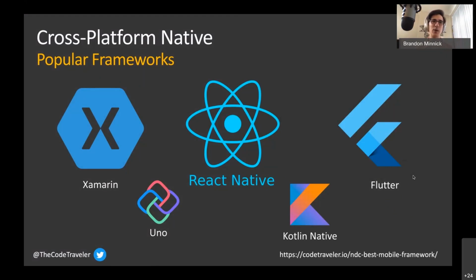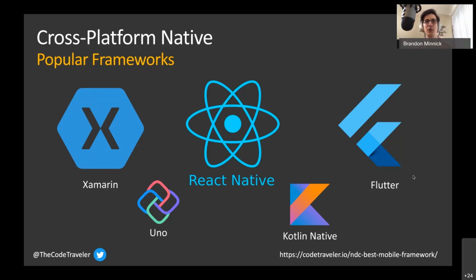So with all of these frameworks, they still give you the performance that you would expect and the look and feel that you would expect from a native app, but they allow you to create it in a cross-platform manner using a programming language that you're already familiar with. So we're going to focus on what I call the big three: Xamarin, React Native, and Flutter. But I also want to highlight the two at the bottom, Uno and Kotlin Native. These are both what I will call rising stars in the mobile app framework world.